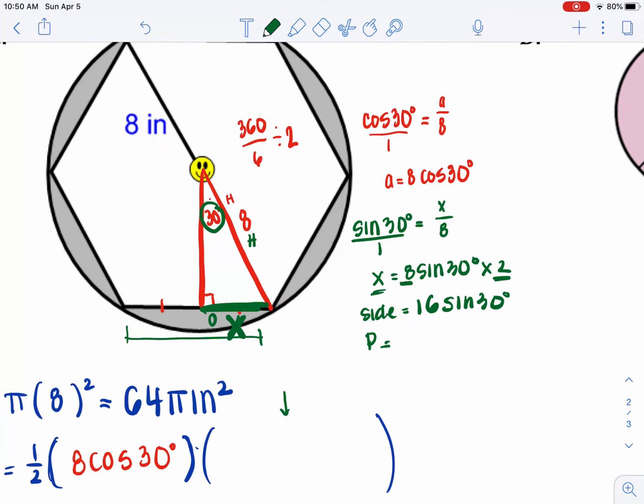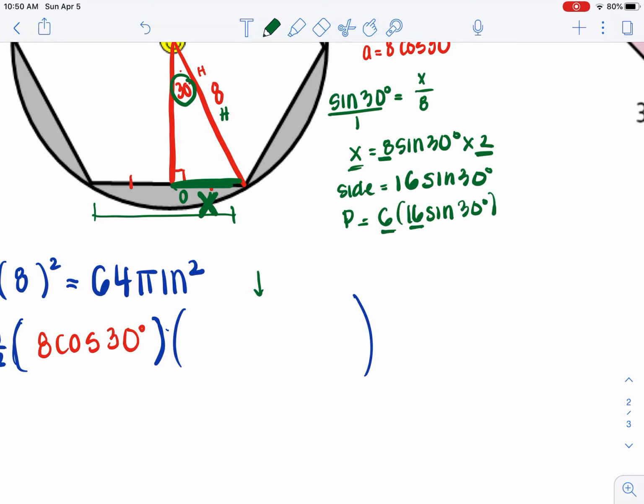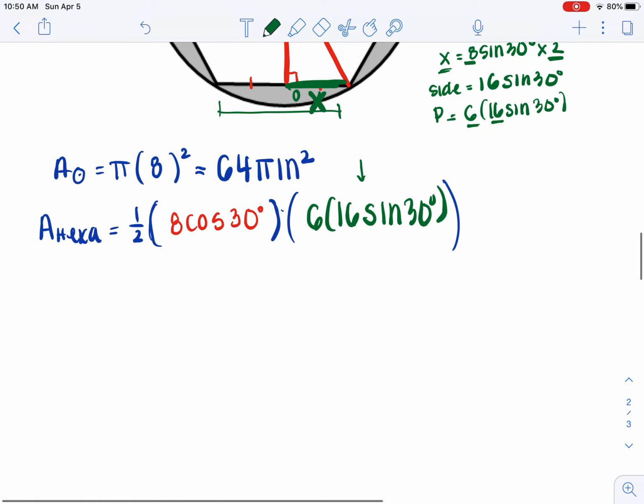Now I need the perimeter. So I say how many sides are there? There's 6. So now I need to multiply this by 6. Yes, you can change that to 96 sine of 30. You can just do 6 times 16. But I'm going to leave it as 6 times 16 sine of 30. All right, now I'm ready to pop this into my calculator. So, well, not yet, because I have to write down my actual plan.